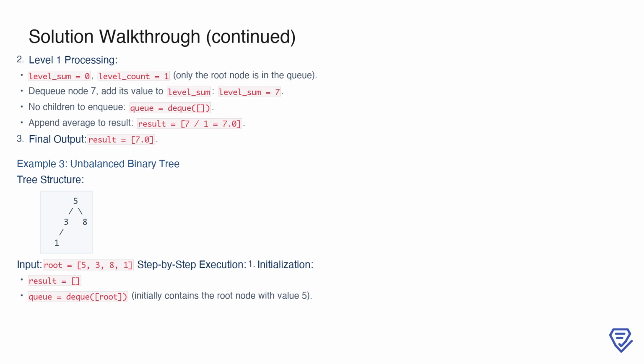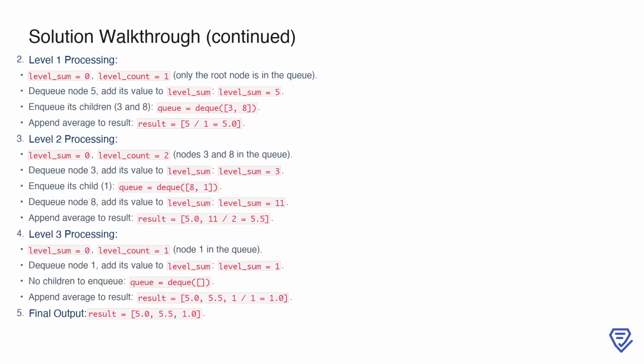Since this node has no children, the queue becomes empty. The average for this level is simply 7 divided by 1, which is 7.0. We append this value to the result list. As there are no further levels to process, the final output for this example is 7.0. Finally, let's look at example 3, which demonstrates an unbalanced binary tree. The root node has a value of 5, with children 3 and 8. Node 3 further has a left child with value 1.